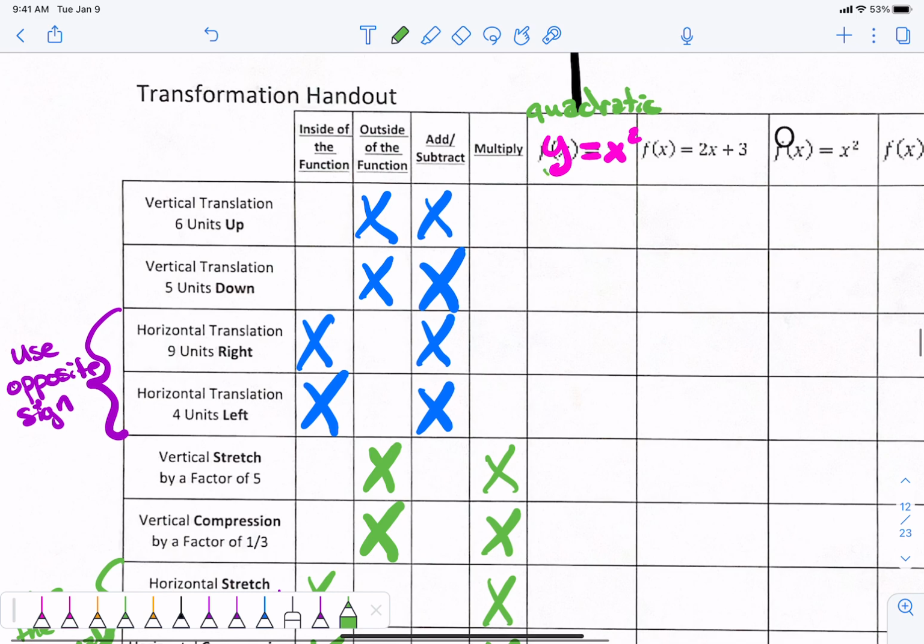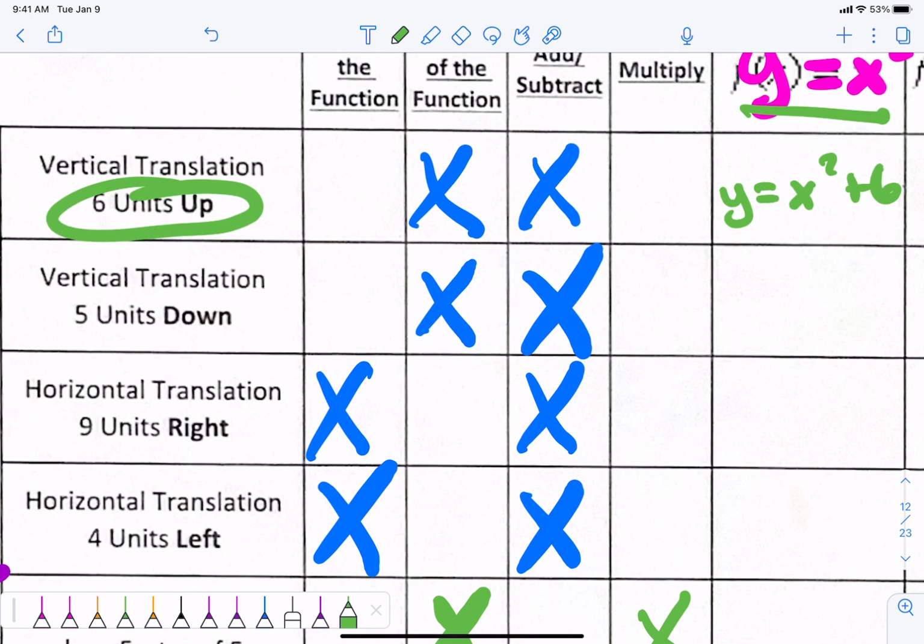So let's say I'm starting with y equals x squared. That's my parent function, and I want to translate it 6 units up. Y equals x squared plus 6. We know that, okay? Vertical translation 5 units down. Y equals x squared minus 5. Happy with that? Those ones are easy, right?